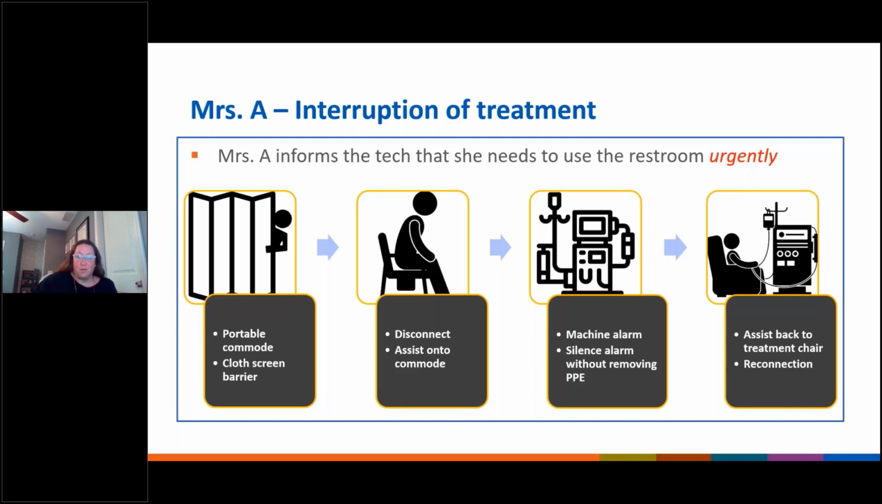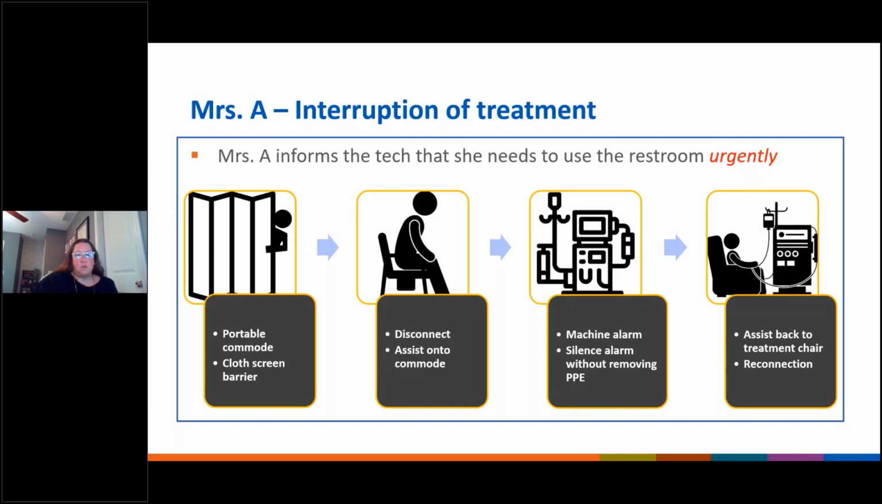The tech, knowing everyone is very busy, doesn't want to call someone from another area to assist, so she quickly goes over and silences the machine without removing her PPE. After silencing the machine, she removes her gloves, performs hand hygiene using alcohol gel, puts on a new clean pair of gloves, and goes back to check on Mrs.